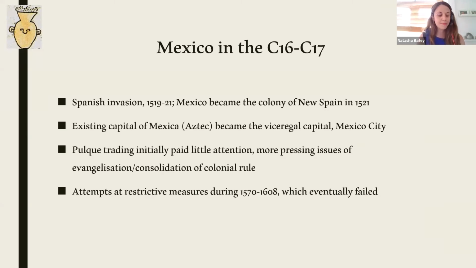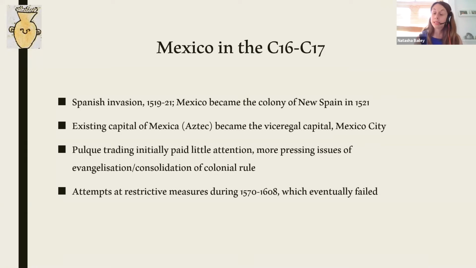Initially, the government displays very little concern regarding pulque until the late 16th century. By this point, Mexico is a fairly mature colony, and there's now space to focus on threats to colonial control, which had initially been considered quite minor. The overriding concern in the early years was on things like consolidating institutions of government and on the evangelization process.